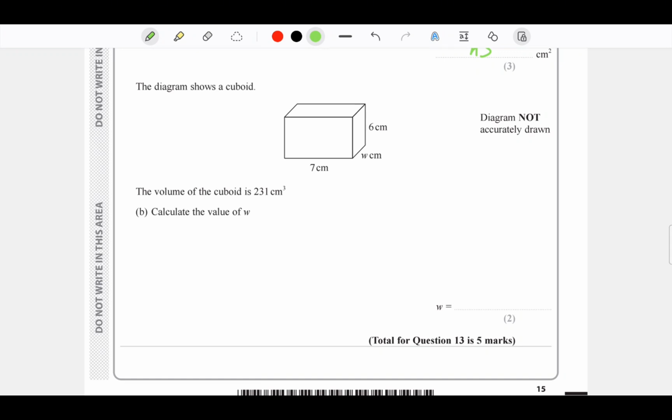For part B, the diagram shows a cuboid. So we have finally reached 3D shapes. What am I doing? Sorry. 3D shapes. The volume of the cuboid is 231 centimeter cubed. Calculate the value of W. So to find the volume, our formula for this particular shape would be 7 centimeters times W centimeters times 6 centimeters, and this would be given as 231 centimeters cubed.